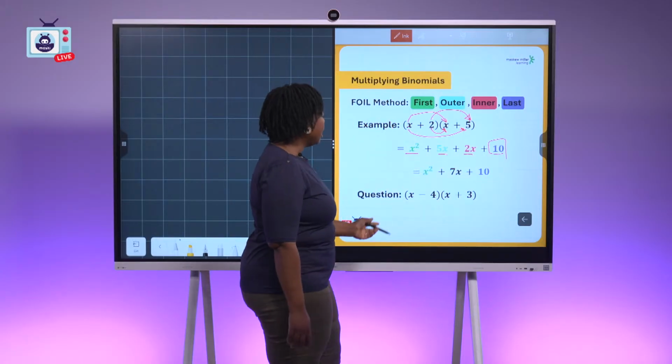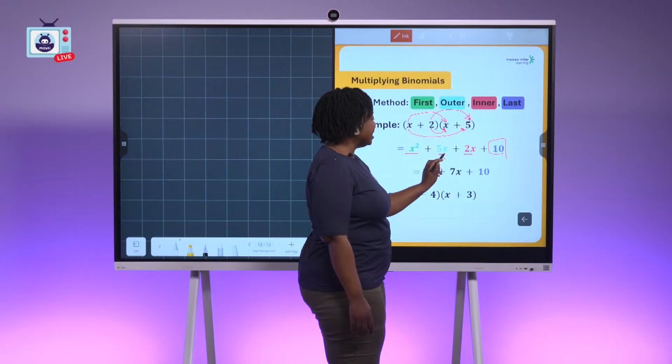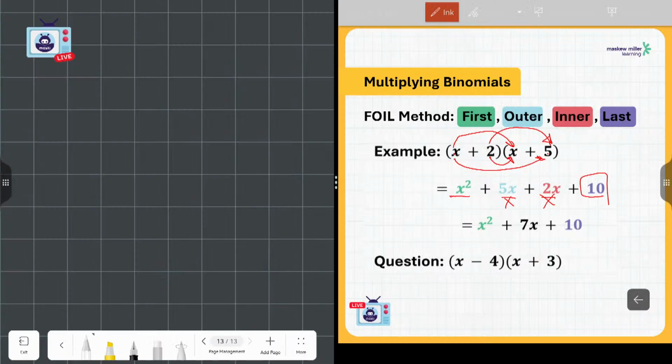Right after you're done with that, you look at the like terms. So we have only 2 like terms, 5x plus 2x. That will give us 7x. If you check, that's the only change that we are going to have. At the end of the day, our answer is going to be x squared plus 7x plus 10. There's nothing more we can do there because there are no more like terms.